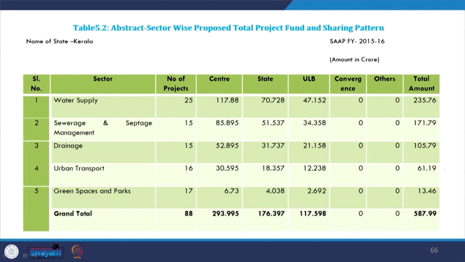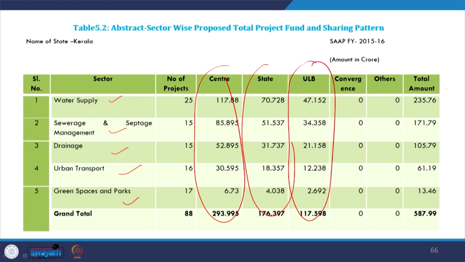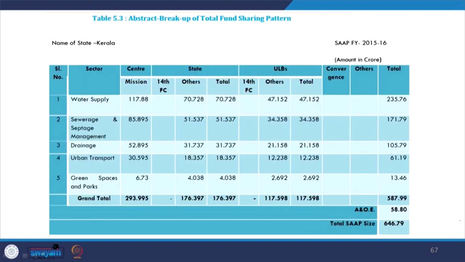We further see how sector-wise, earlier you saw city-wise, now you can see sector-wise: water supply, sewerage, drainage, urban transportation, green spaces. For each sector, what the center would contribute, what the state would contribute, and what the ULBs would contribute to the total amount. And further we see how the financial year-wise distribution would happen as per the sector, and what the center will take on, and the state and ULBs.